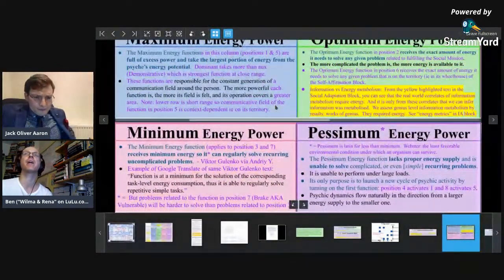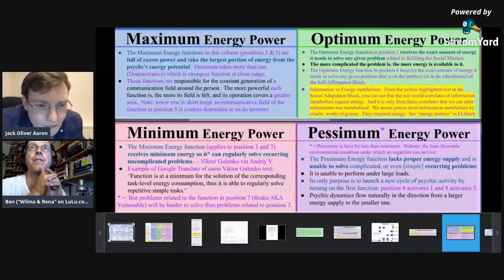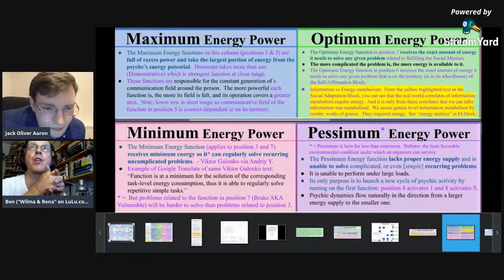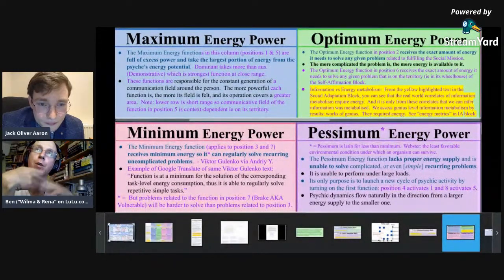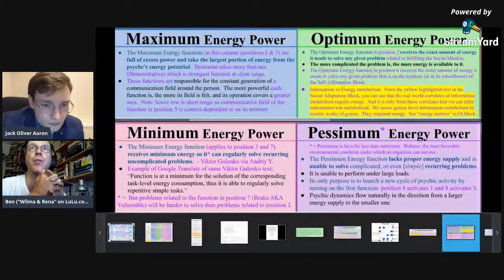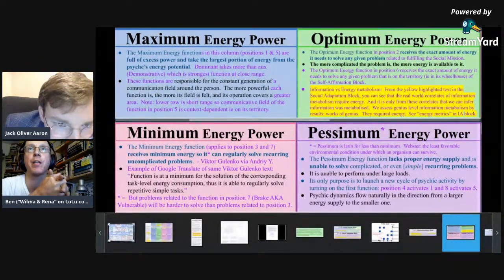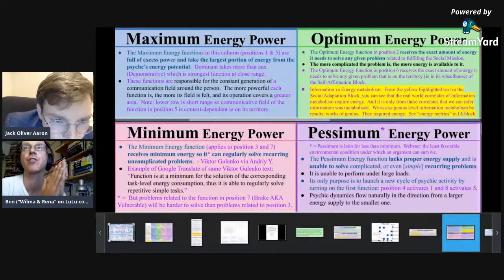A lot of Model G is about the implementation of a function, and I make this point here in yellow, but I'll go through the maximum, and then you can see if you disagree with it. The maximum energy functions in this column are full of excess power and take the largest portion of energy from the psyche's energy potential. Dominant takes more than auxiliary. Demonstrative, that's Model A created, which is the strongest function at close range. These functions are responsible for the constant generation of a communication field around the person. The more powerful each function is, the more its field is felt, and its operation covers a greater area. Note, lower row is short range, so the communicative field of the function in position 5 is context dependent on its territory. Any questions about the maximum?